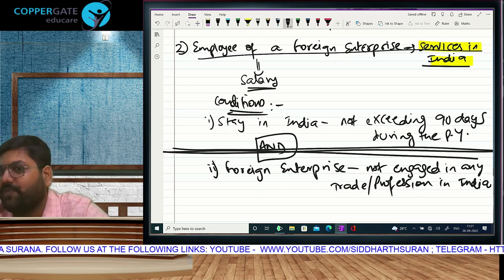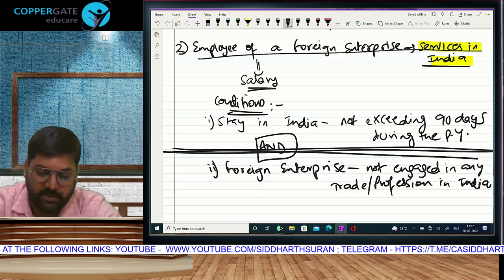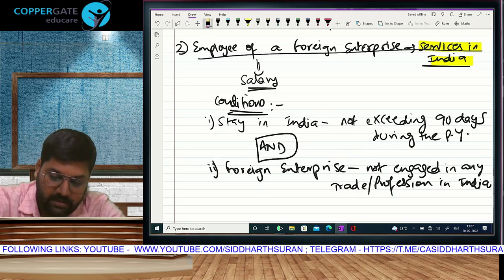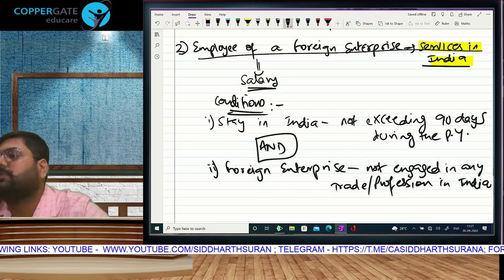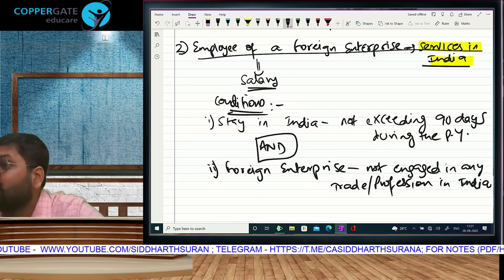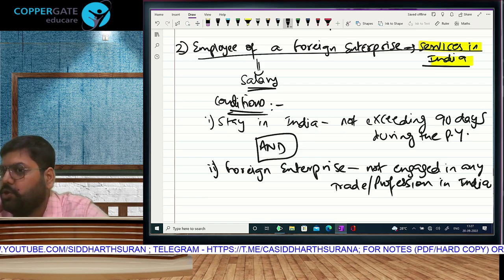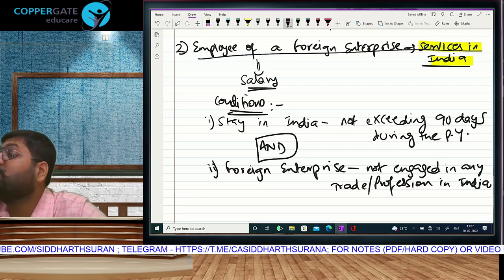I'll give you a couple of examples. Once you understand the example, you will be able to understand, okay, yes, it is possible. Less likely, but not impossible. You are a foreign newspaper.